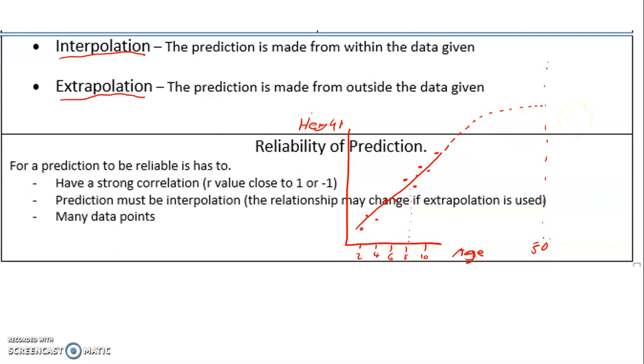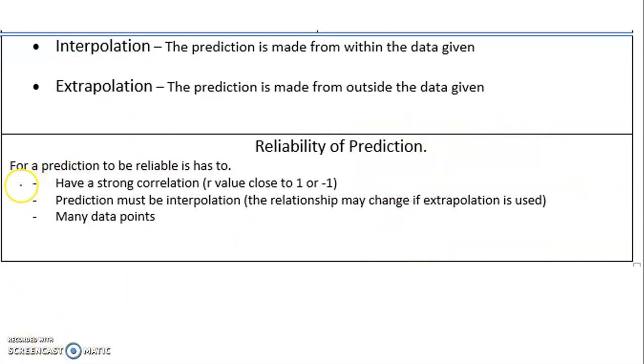So for a prediction to be reliable, there's two major things we're going to look for, and then there is a third one that helps as well. If it's got a strong correlation, so an R value close to 1 or -1, then it will probably be a reliable prediction because it means that we've got a strong positive or negative correlation. The stronger the correlation, the more reliable your prediction will be.